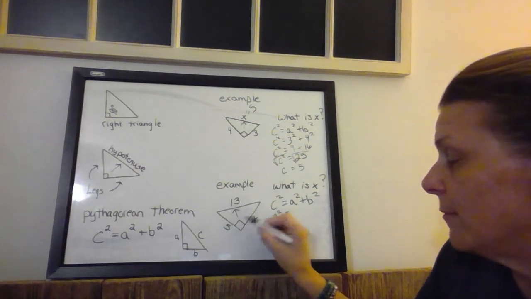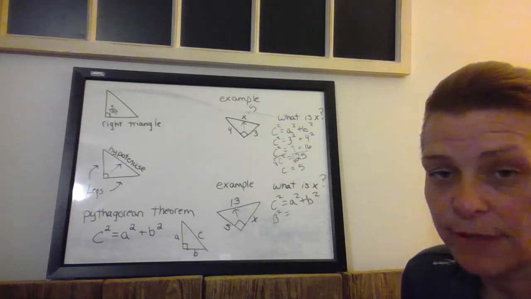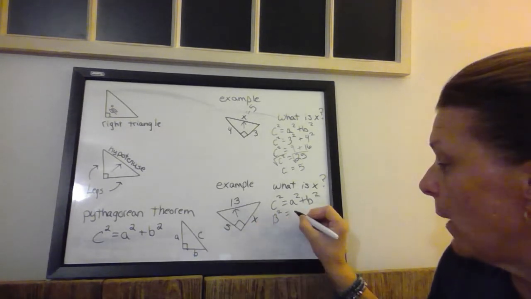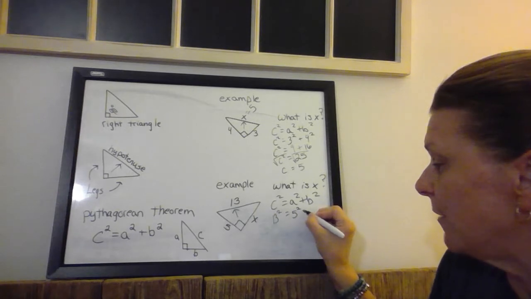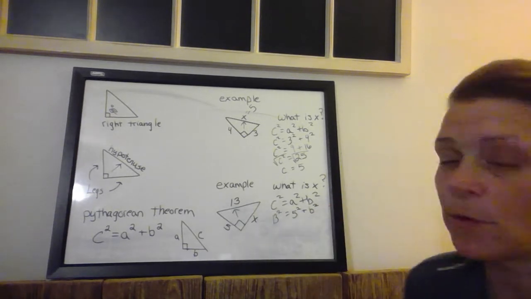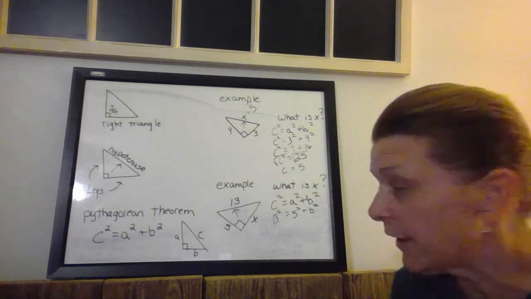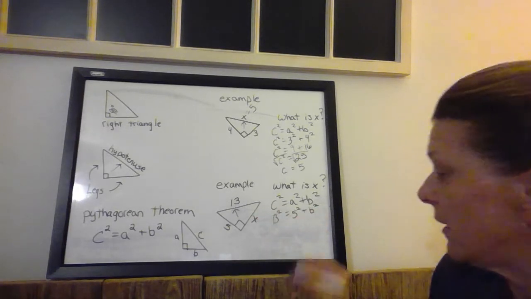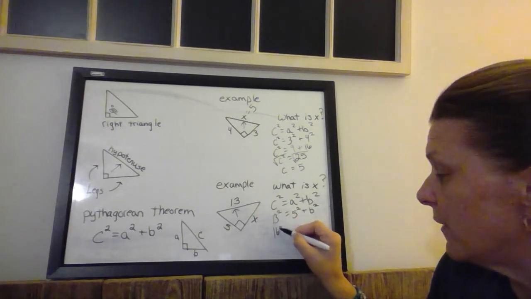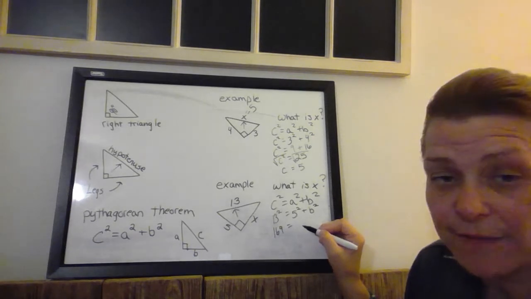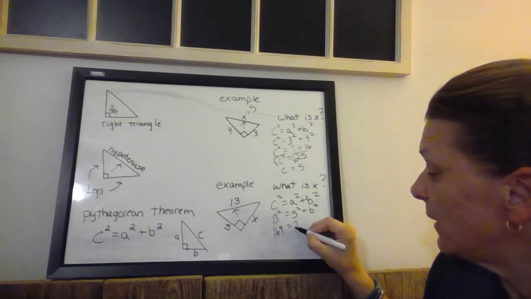These are the legs, a 5 and an unknown. So remember, they're interchangeable. It doesn't matter where we put the 5. I'm going to put it in for A. And then B, we don't know what it is. B is what we're trying to solve for here, which is our unknown side. 13 squared is 169. 5 squared is 25.